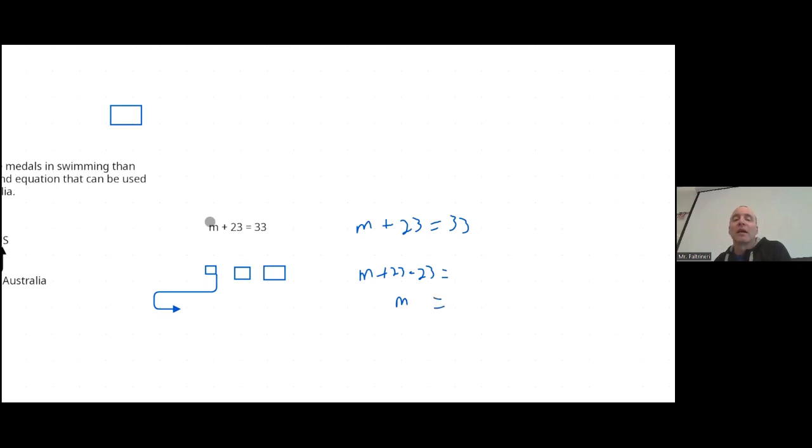But I can't just take away 23 from one side, right? Because it's a balance. If things are balanced and I take away 23 pounds from this side, it's going to go like that, right? So instead, we are going to take away 23 from both sides. So m plus 23 minus 23 equals 33 minus 23. So m is going to be equal to 10. So you just do the opposite of the operation.